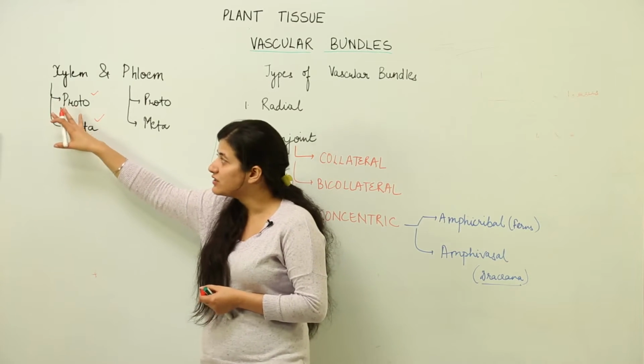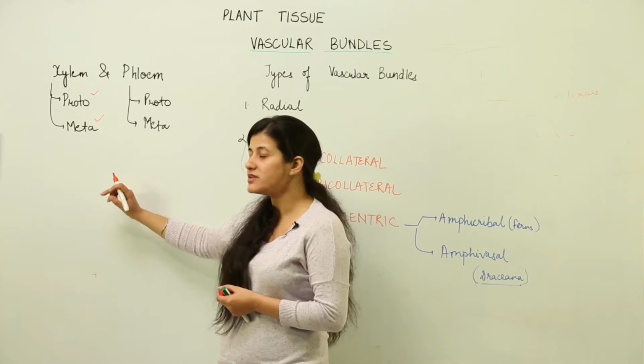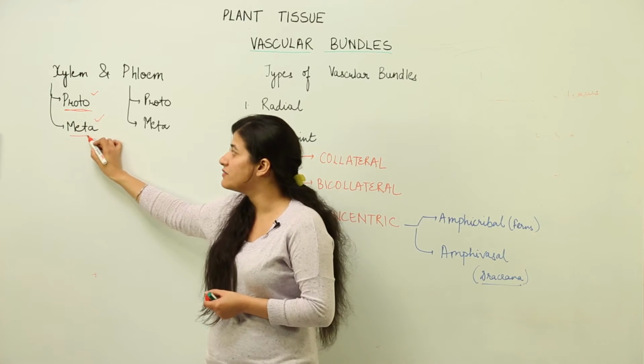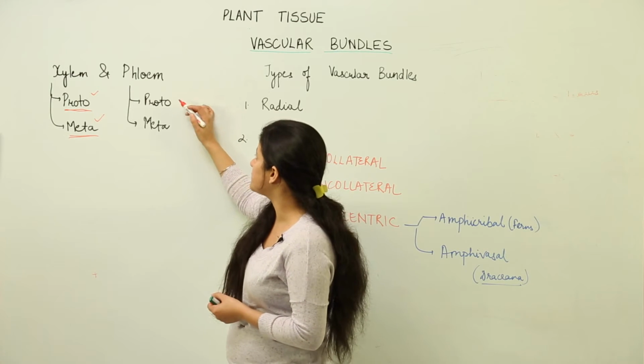So that is the basic difference between protoxylem and metaxylem. What you need to remember is that the protoxylem is the first formed xylem and the metaxylem is the xylem which is formed when the plant has taken a few strides in the steps of growth.